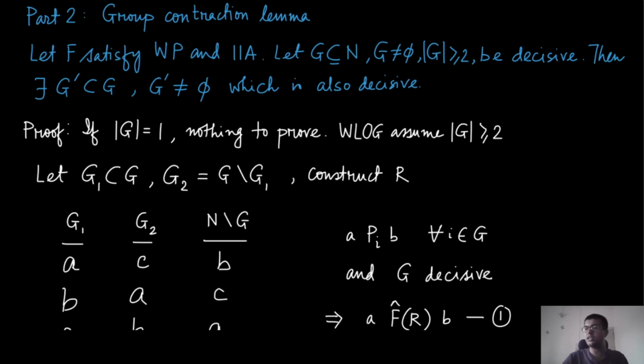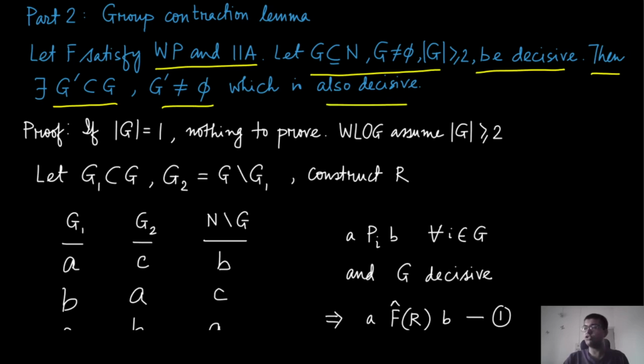Now the formal statement is the following. Again, let us assume that F satisfies these two properties, and we consider a group G, a subset of N, which is non-empty and has at least two agents. If there is only one agent, then we have nothing to prove. So we have a group whose size is at least 2, and that is a decisive group. Then what we are going to prove is that there exists a strict subset of this G, which is also non-empty, and that is also a decisive group.